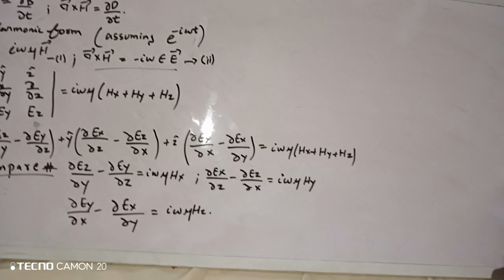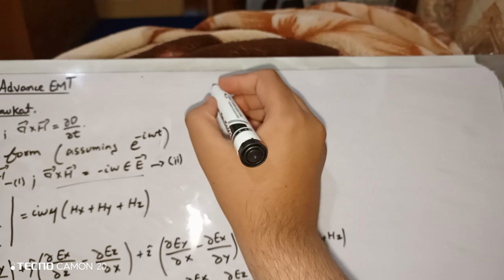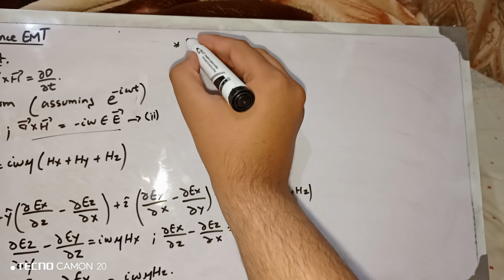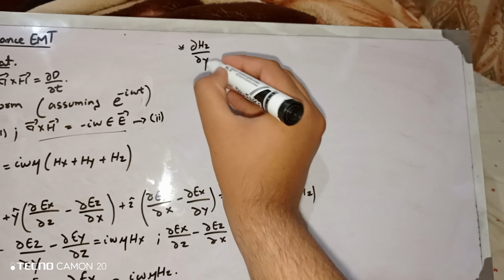So the equations can be written as this: partial Hz divided by partial y.